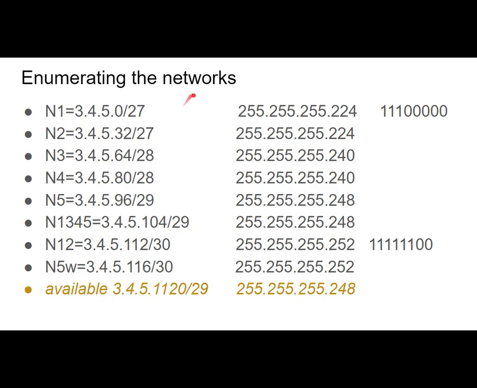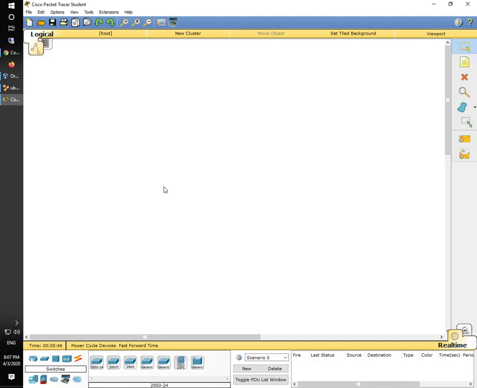And we did the calculations. We split the /25 and we need a /27 for this network one. If you don't know how to do that, see my previous video. And I will implement this using Packet Tracer.